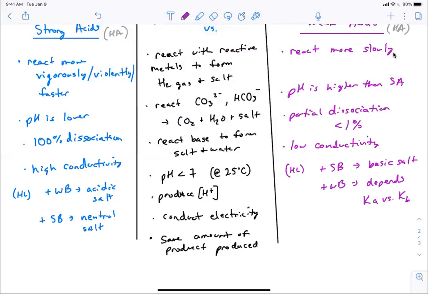Also, for higher level, it can be one part of a buffer solution. With its conjugate base it can form a buffer solution. Now, strong acids can help form buffer solutions, but they themselves can't be buffer solutions. They have to react with a weak base to form.